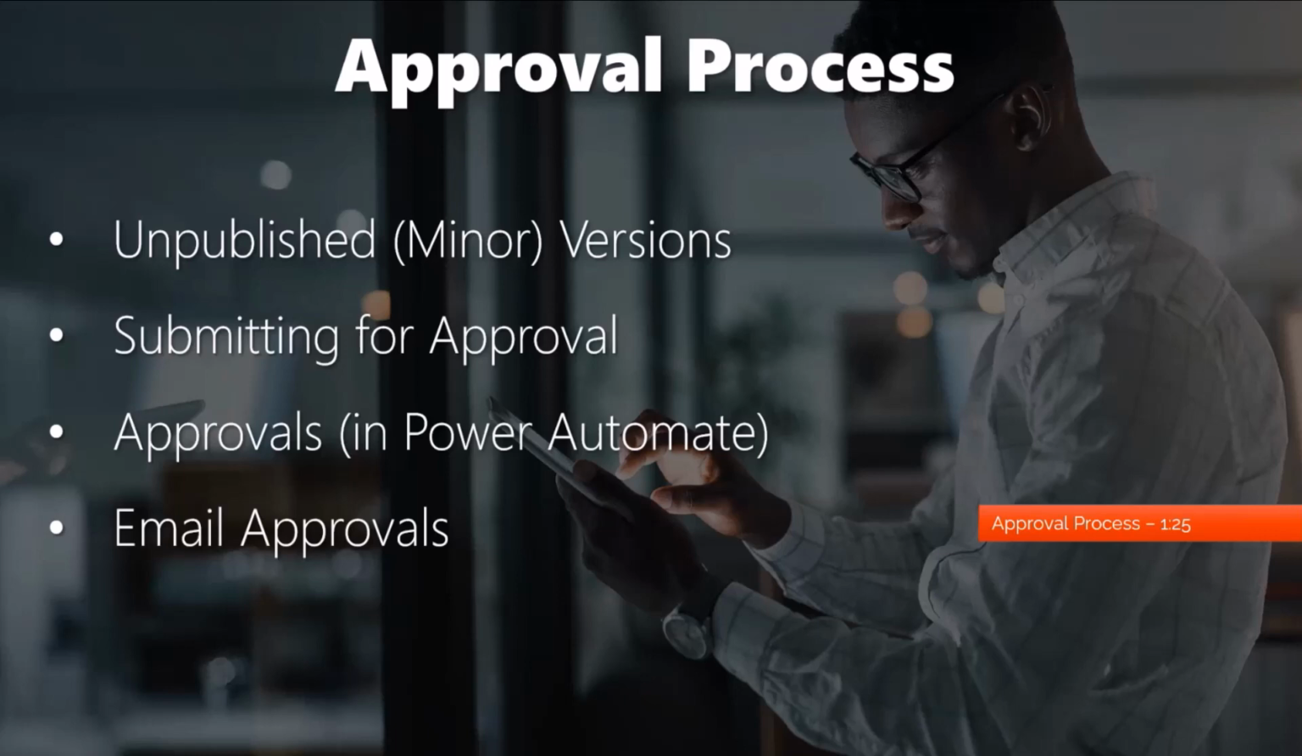So as you can see, that was a moderate level approval. It wasn't just one person. There were 2 levels in there. You can make that as sophisticated as you want. Power Automate allows you to do all of that.